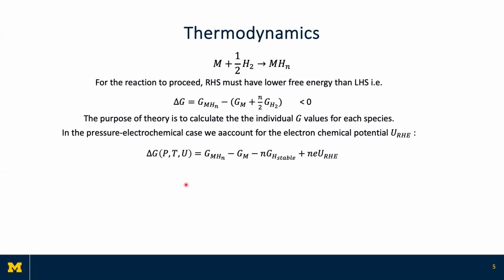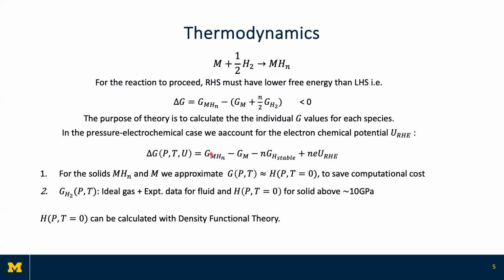Now, in the pressure electrochemical case, which I haven't derived here, you add just one more term accounting for the electrochemical potential U. This basically accounts for the change in the chemical potential of the electron, which is tied to the chemical potential of the proton. But your equation is only slightly modified. So we want to make sure the delta G for this reaction, which now depends on pressure, temperature, and electrochemical potential, proceeds under a given set of conditions.